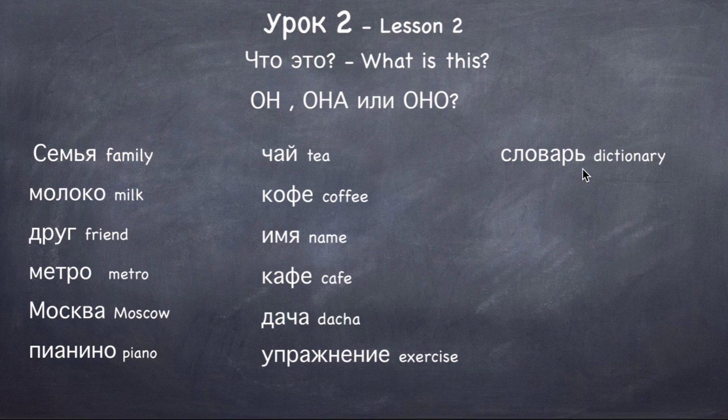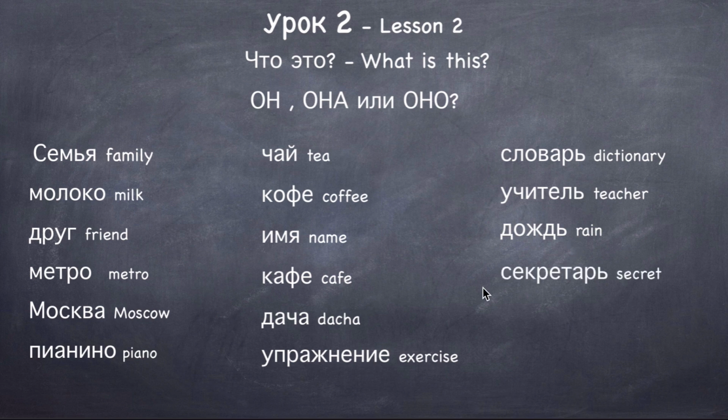Словарь. Okay, soft sign, but we do remember it belongs to the masculine gender. Учитель. All nouns ending with тель will belong to the masculine gender. Дождь. This we have to memorize. Дождь – он. Секретарь. Okay, ар, just like here. Словарь – он. Секретарь – тоже он.